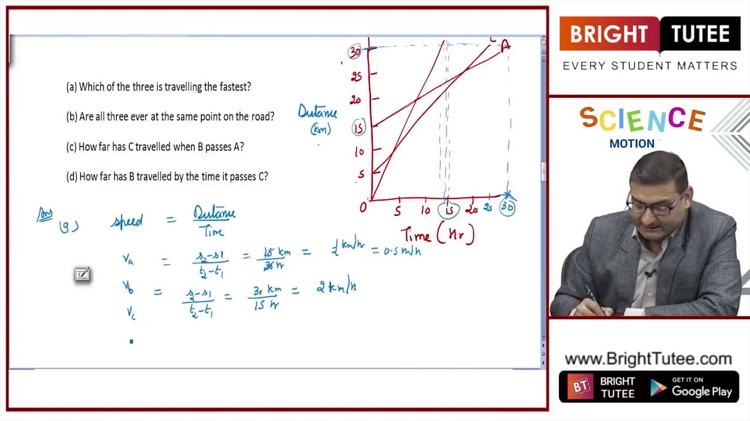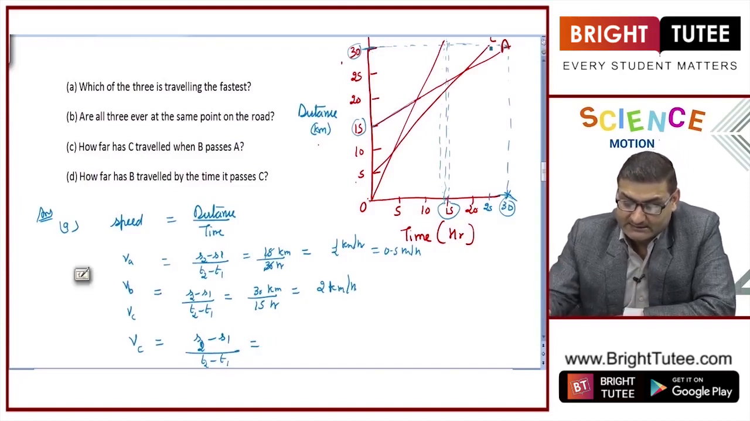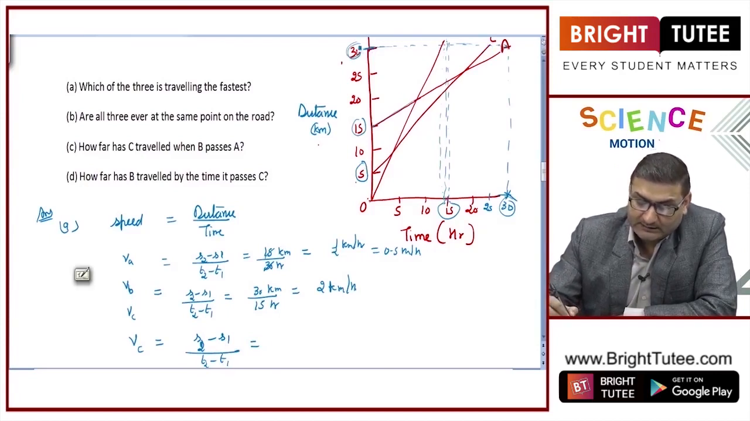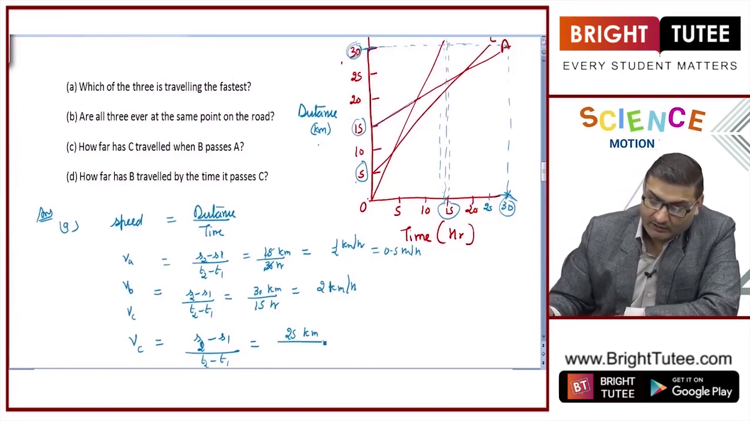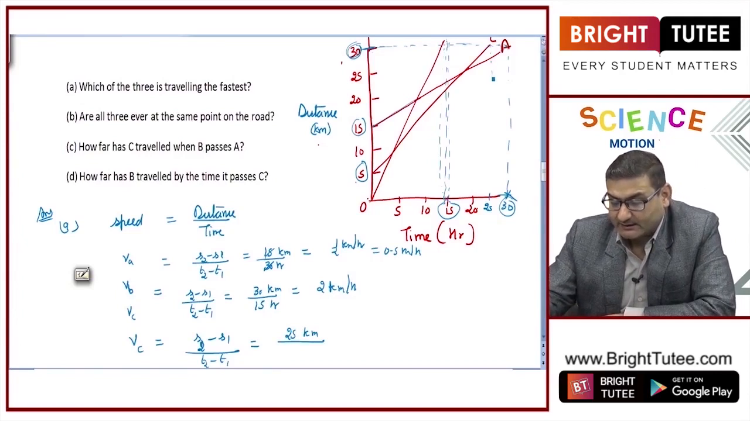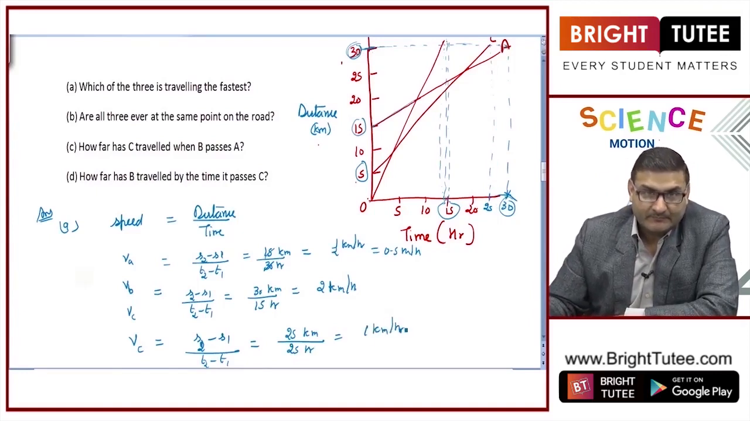Let us take car C. Now if I calculate the speed of car C, same formula, we will see how much distance it has travelled in how much time. The distance car C has travelled is, it has started from 5 kilometers to 30 kilometers. That means 30 minus 5 is 25 kilometers. Divided by the time taken, it will be 25 divided by 25 hours. The speed is 1 kilometer per hour.